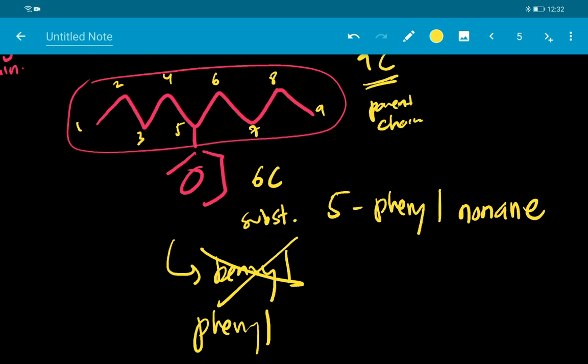Remember, we cannot simply take the carbon from the parent chain because this belongs to the aliphatic structure. So you cannot name it as a benzene. Benzene needs to be separated from the main chain. So this will be the answer, 5-phenyl nonene.